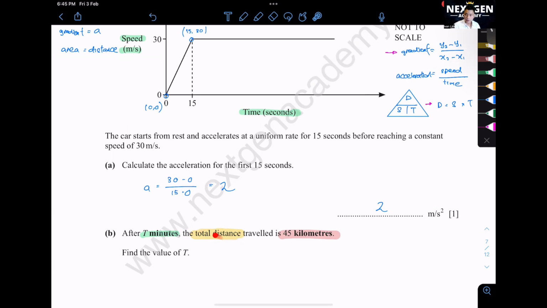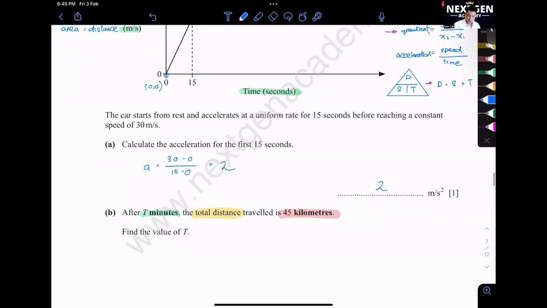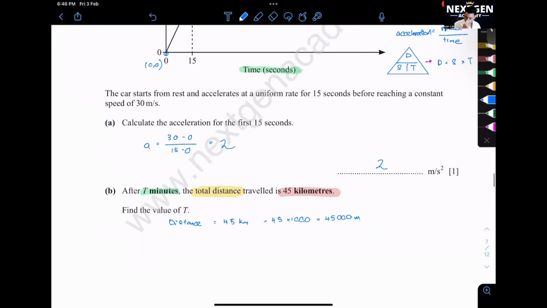What is distance? Distance is equal to the area, the area under the graph. So we calculate the distance in terms of meters first. 45 km, this one just 45 times 1000, you get 45,000 meters. We know that this 45,000 meters is also equal to your area under the graph.